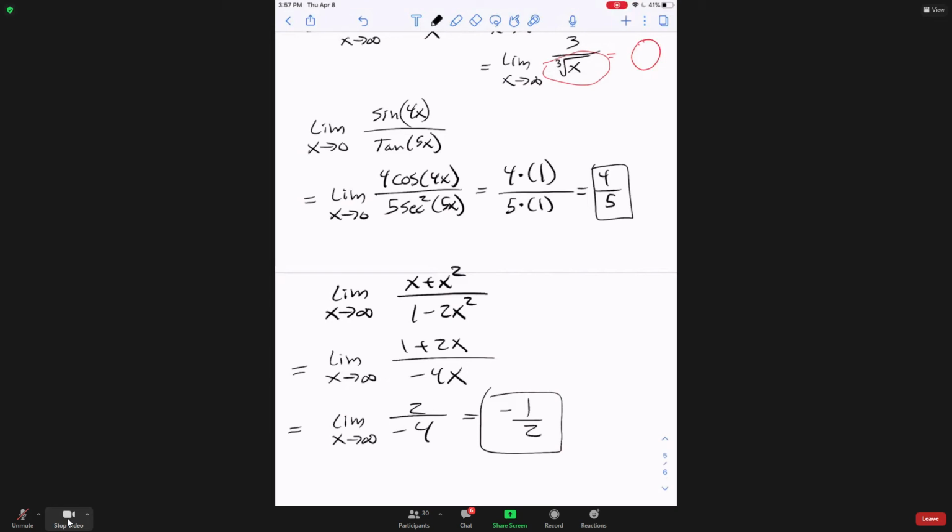Professor? Yeah. So when you have 1 plus 2x over -4x, we can still take the derivative of that, right? Yeah, the reason we can still take the derivative is that I took the limit, plugged in infinity, and got infinity over negative infinity. So again, you have to recheck to make sure L'Hopital's rule still applies. Then you can apply it again and take the derivative of the top and the derivative of the bottom. Okay, thank you. You can't automatically keep using L'Hopital's rule. You have to recheck to make sure it applies again.